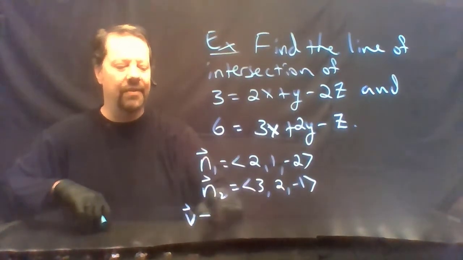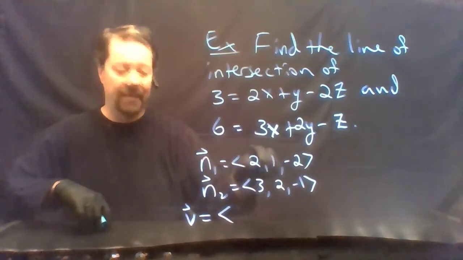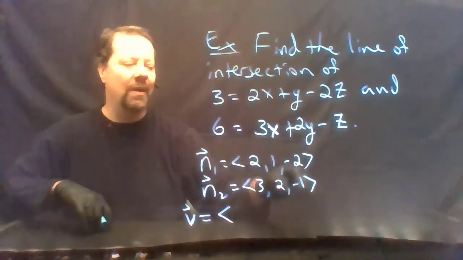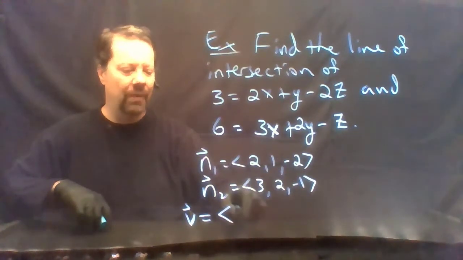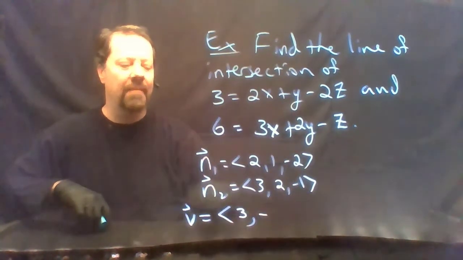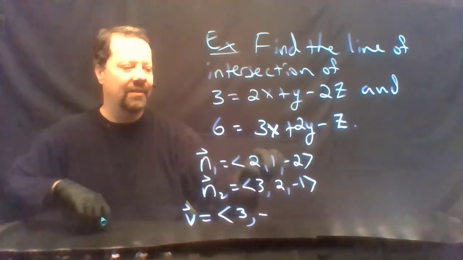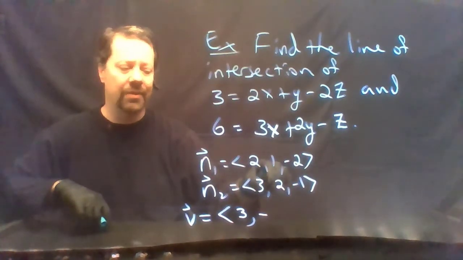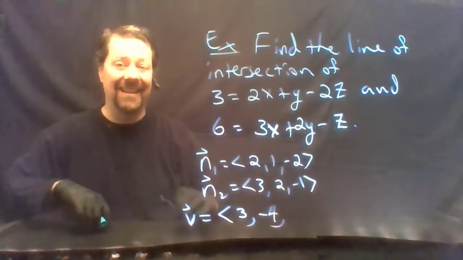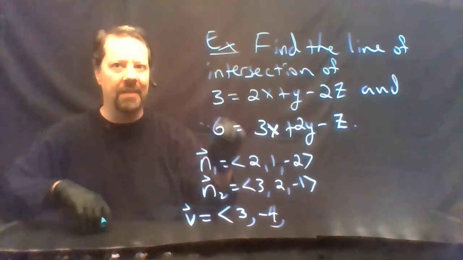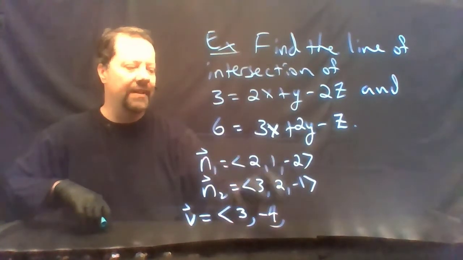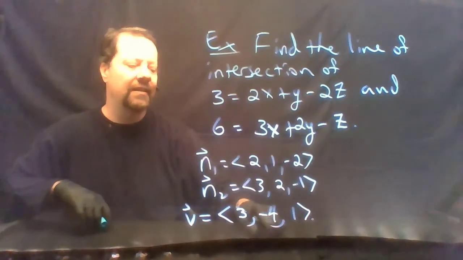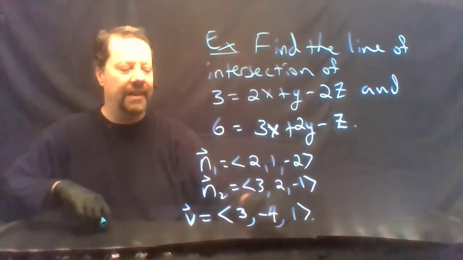The vector v in the direction of the line is the cross product, which I've conveniently stacked these vectors for the purpose of. You get negative 1 minus negative 4 is 3. We'll preemptively put a minus in. Get negative 2 minus negative 6. That's 6 minus 2, which is 4. We'll get negative 4, because you always switch the sign on the middle cofactor. And then 4 minus 3 is 1. So the vector v in the direction of the line is 3, negative 4, 1.